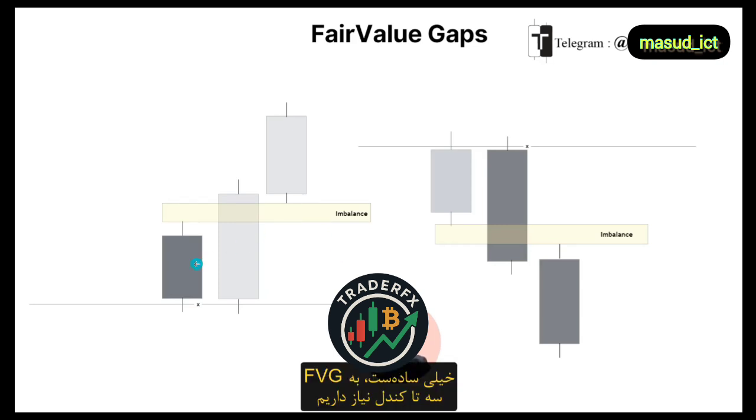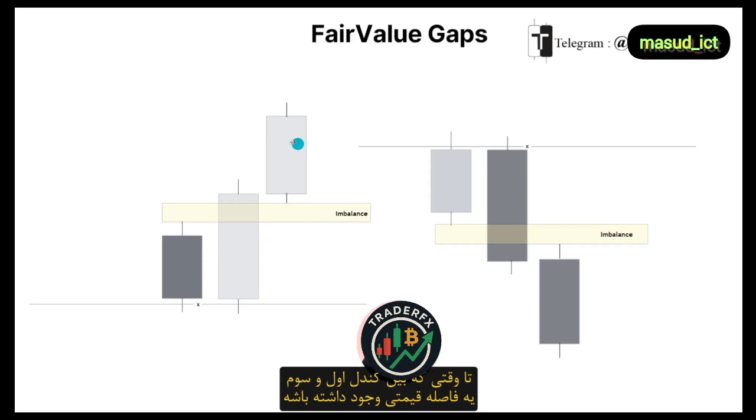Fair value gaps are simple. We just have 3 candles. We have one candle, and again, it doesn't matter if it's bullish or bearish, as long as we have this 3 candle formation, where in between candle 1 and candle 3, price has not traded inside of here. So this right here is our imbalance because price never retested that area.